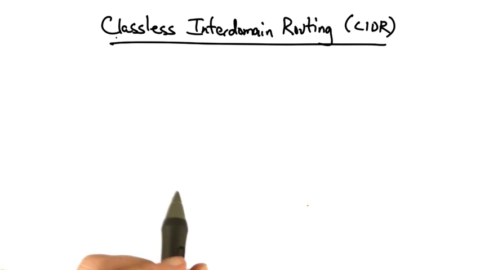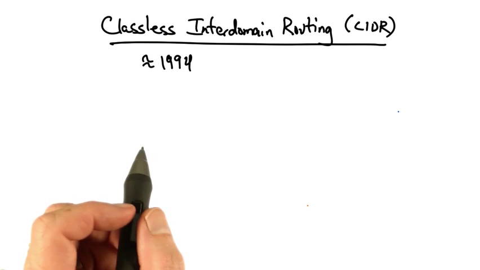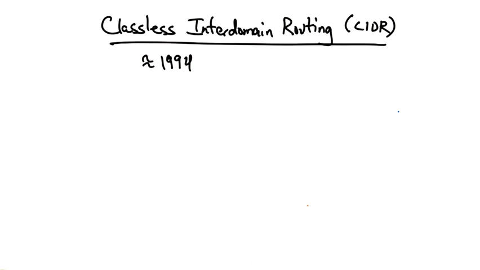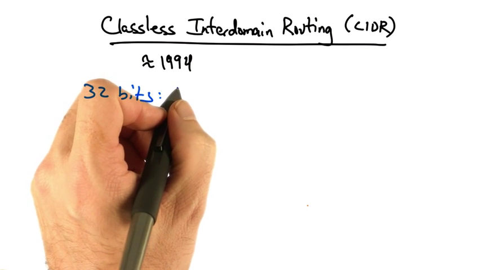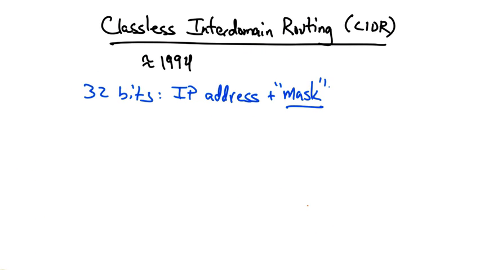The pressure on address space usage spurred the adoption of classless interdomain routing, or CIDR, which was adopted in 1994. The idea is that instead of having fixed network ID and host ID portions of the 32 bits, we would simply have an IP address and what is known as a mask, where the mask is variable length and indicates the length of the network ID.